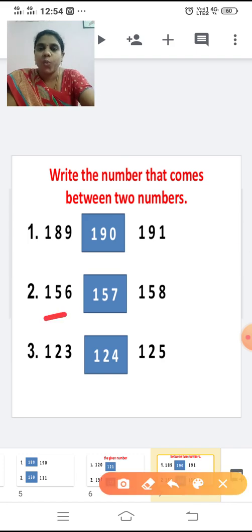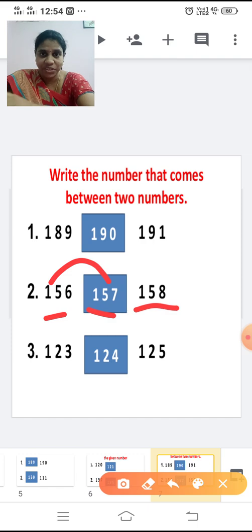Second one, 156, 158. Now tell me what number will come between 156 and 158? Yes, 157. After 156, 157. Before 158, 157. 157 comes between 156 and 158.